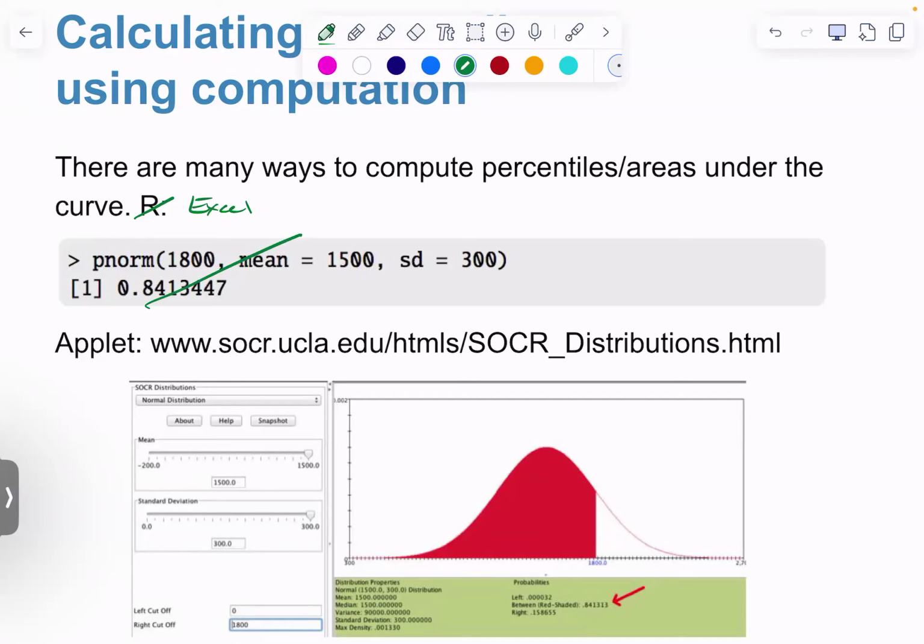If I can remember off the top of my head, you want to use equals norm.s.dist. Now it's really important that you use the .s.dist. There is a norm.dist, and we use the norm.s.dist, standardized.